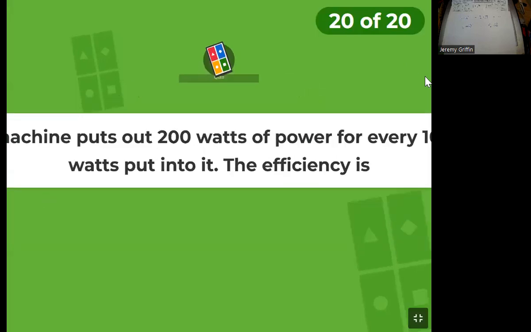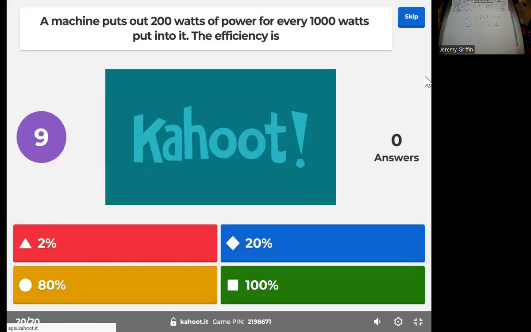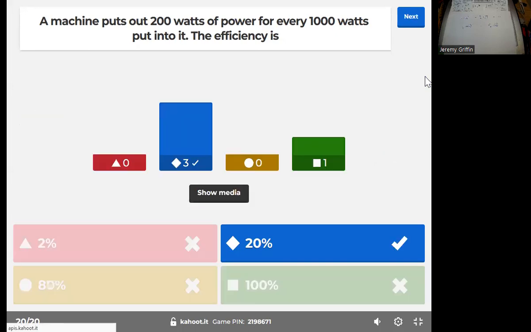Liam extending the lead. Last question for the win. A machine puts out 200 watts of power for every 1,000 watts input. What is the efficiency? Yeah, 20%. So you just divide those two, right?